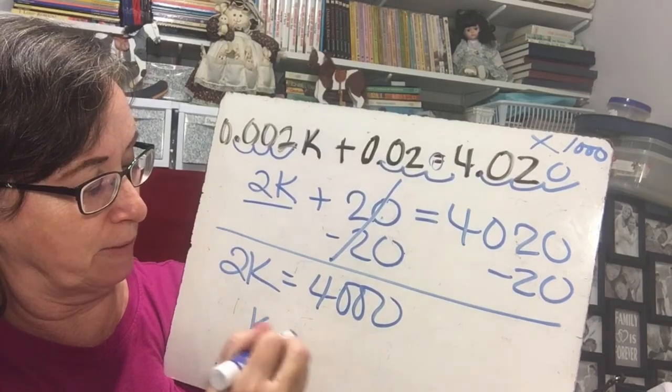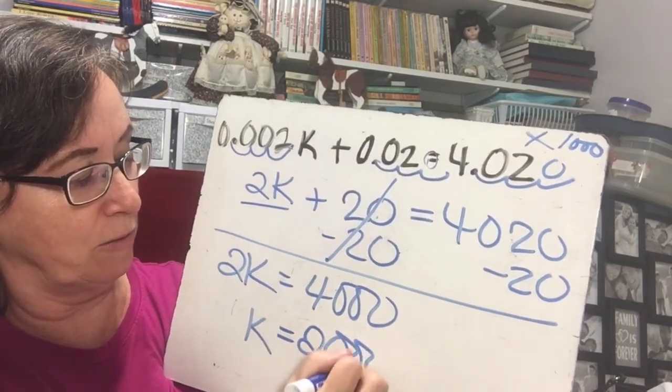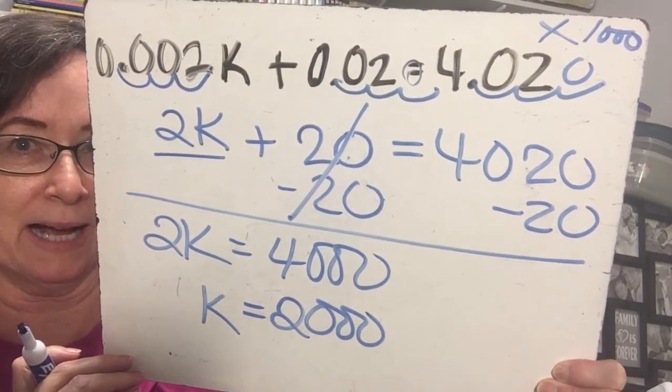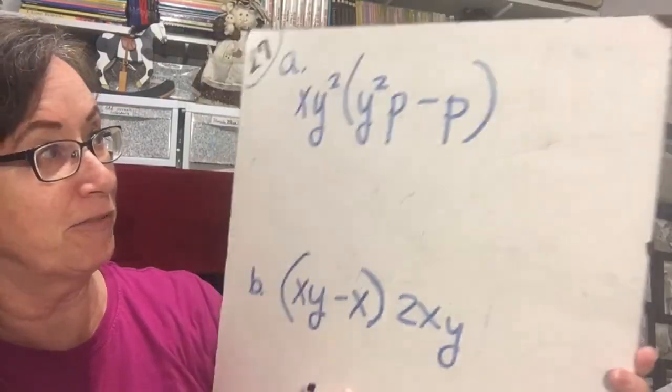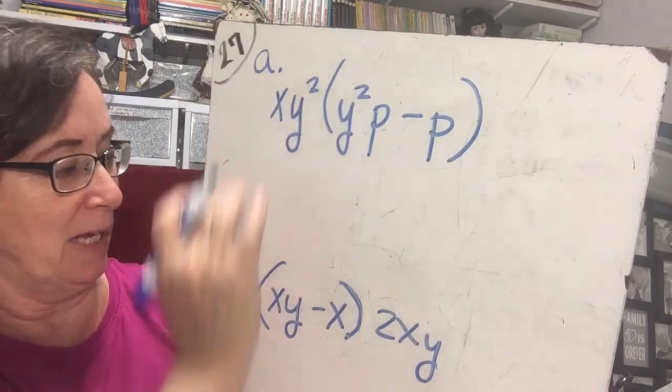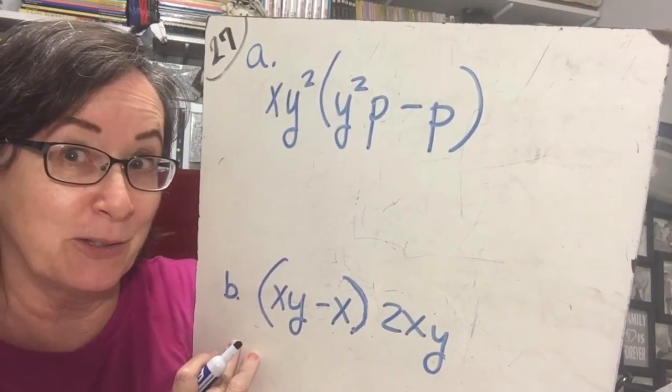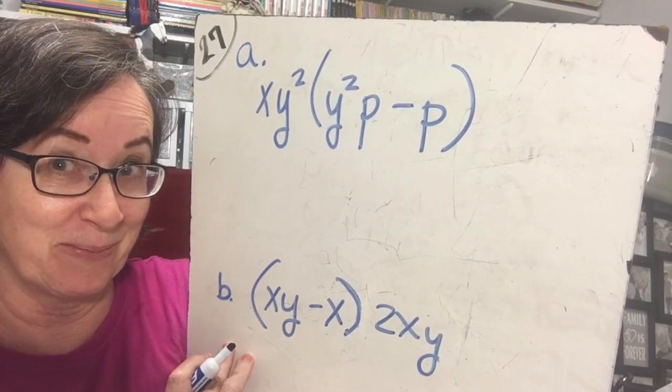Divide by 2 on both sides, and k is 2,000. Now we're ready to come back with some practice problems. Here are your first 2 practice problems, A and B. So you want to copy those down and then pause your video.